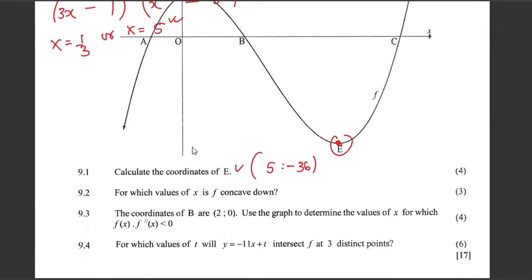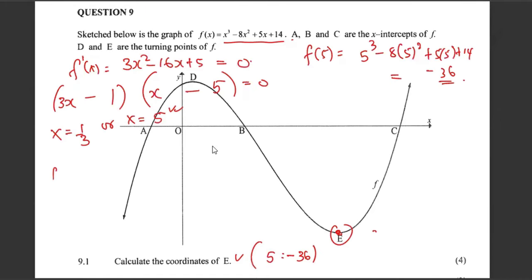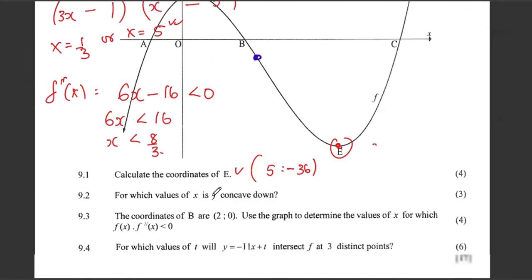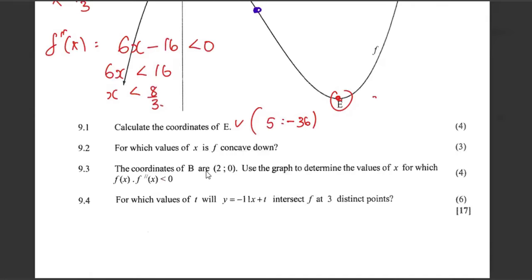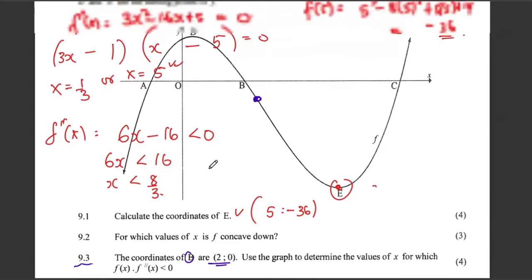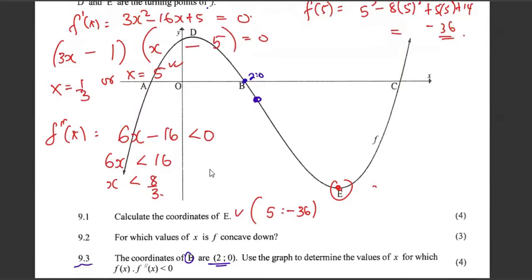Then for which values of x is f concave down? So concave down is the second derivative. Our second derivative is going to be 6x minus 16, which should be less than 0. Let's move the 16 to that side. 6x is less than 16. Divide both sides by 6. x should be less than 8 over 3. Okay, so that is how we would have obtained those marks as well. And in 9.3, they want us to get the coordinates of B, which are 2 and 0. Okay, thank you. That is 2 and 0.